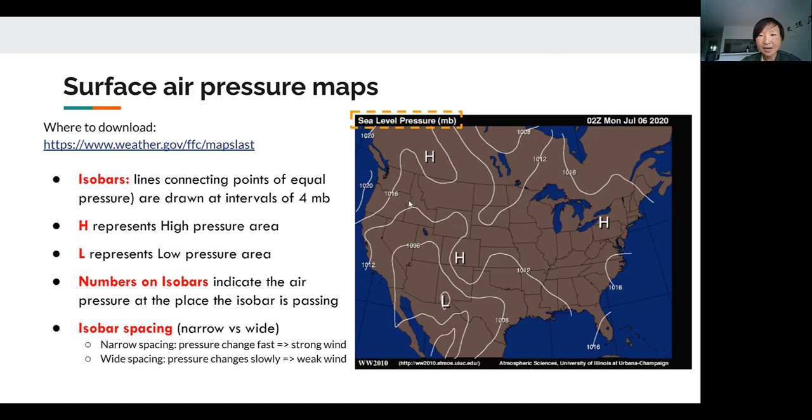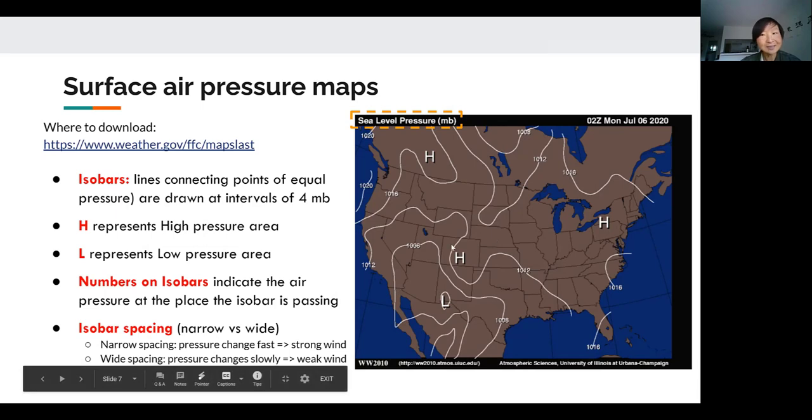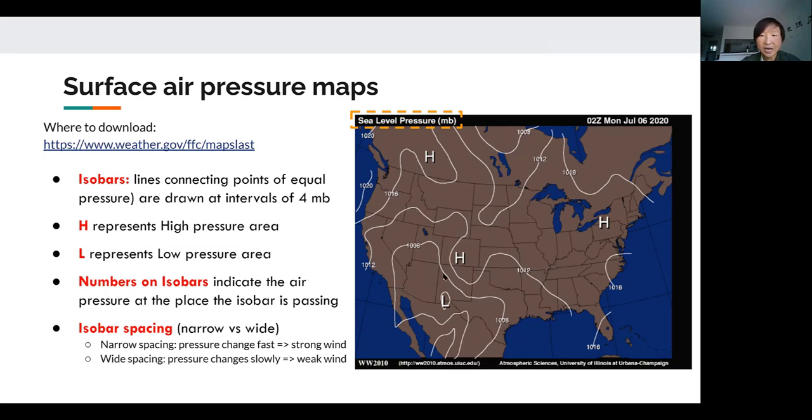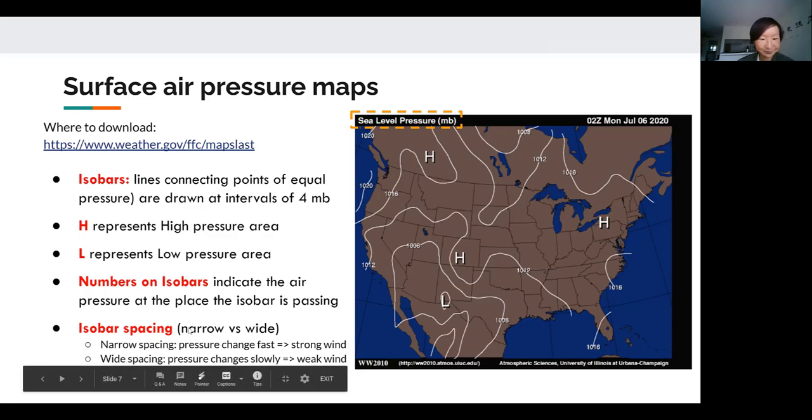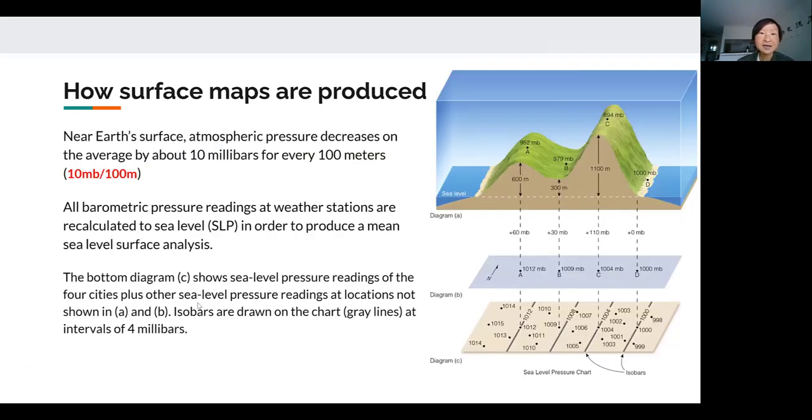The numbers on the isobars indicate the pressure for all the locations on that line. Isobar spacing is very important. If you see the spacing very narrow over here, between Arizona and New Mexico, you will have higher wind, because you can see the isobars at 1010, 1012 millibar and 1008 millibar are very close to each other. That means air pressure changes a lot, and that will affect our wind speed.